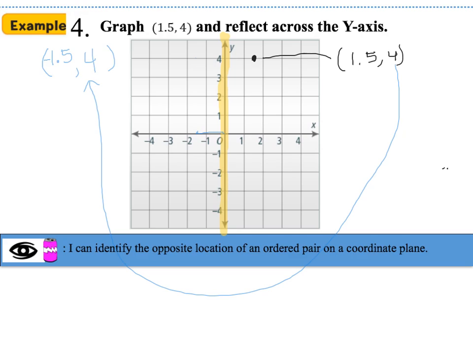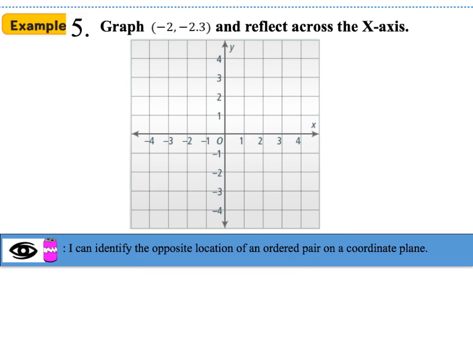Now I'm going to climb up to 4. That is the reflection point of 1.5 comma 4. It's right here, and the ordered pair is right here: negative 1.5 comma 4.